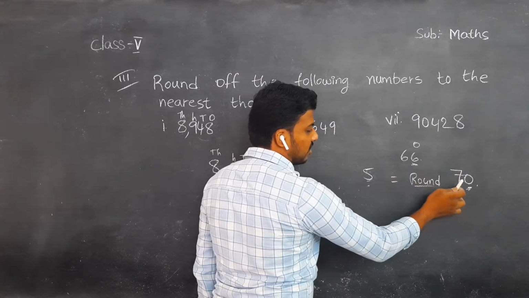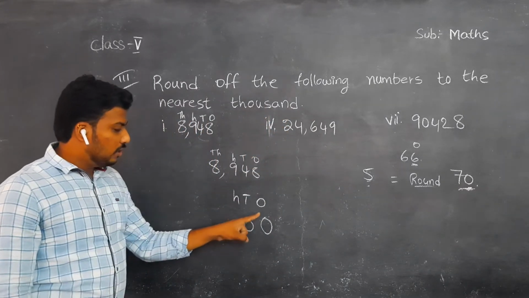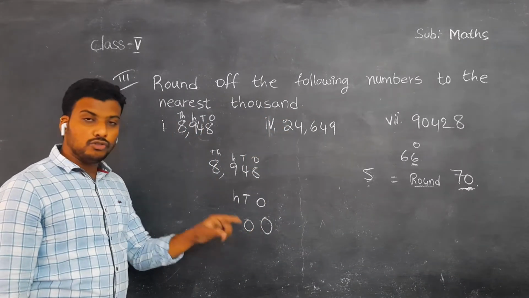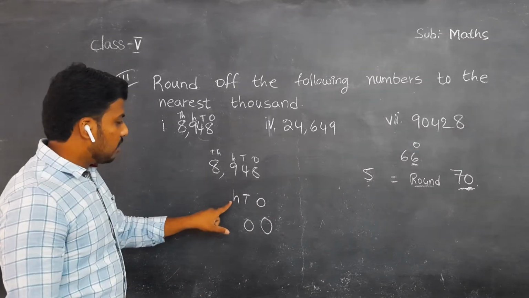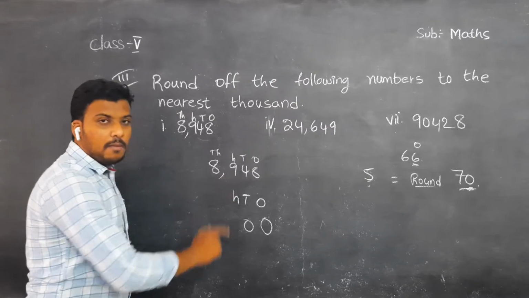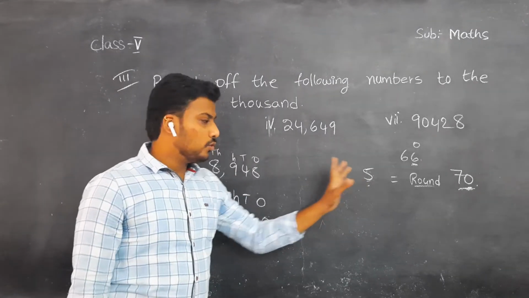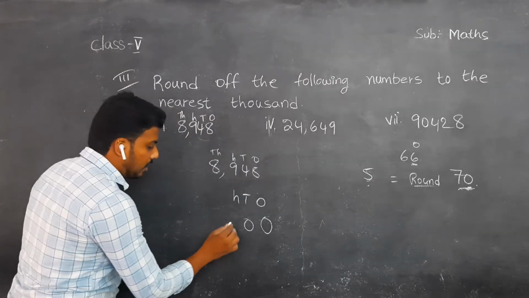6 plus 1, how much? 70. Like that, you need to keep zeros in the place of ones and tens. You should not bother them. Then coming to the hundreds, you need to concentrate on 9. See here, 9 is greater than the value of 5. So here too you have to keep 0.